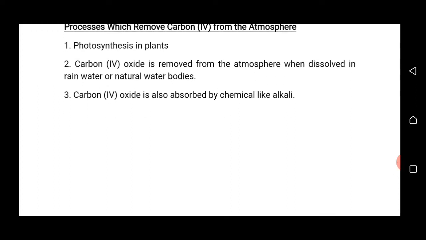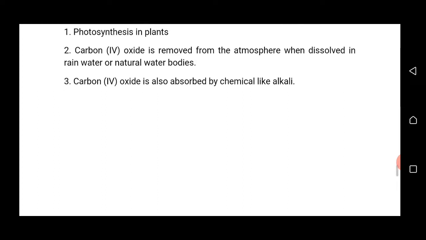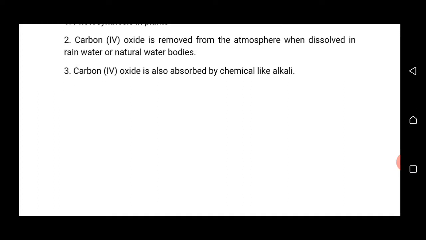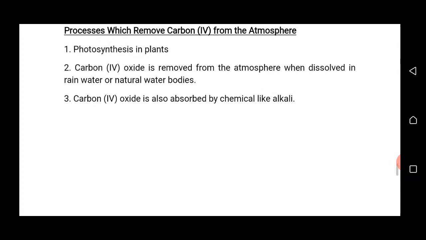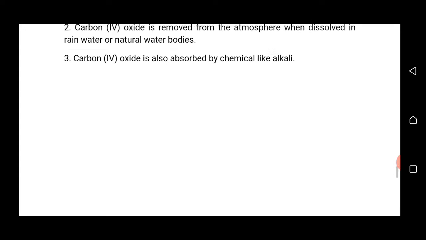Number 2, carbon dioxide is removed from the atmosphere when dissolved in rainwater or natural water bodies. So when the CO2 present in the atmosphere is dissolved in rainwater or in natural water bodies, CO2 is being removed from the atmosphere.